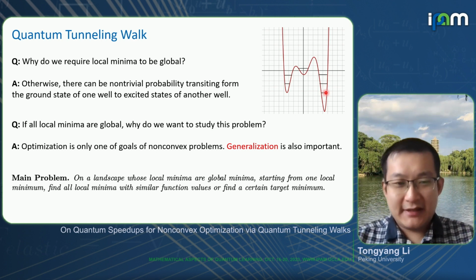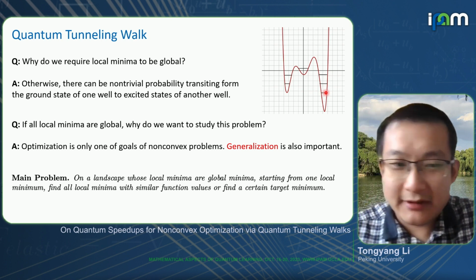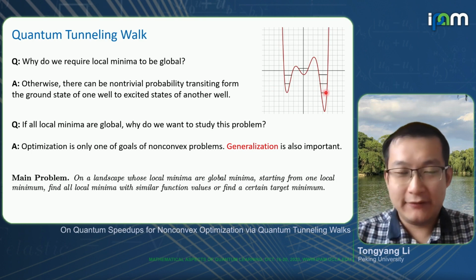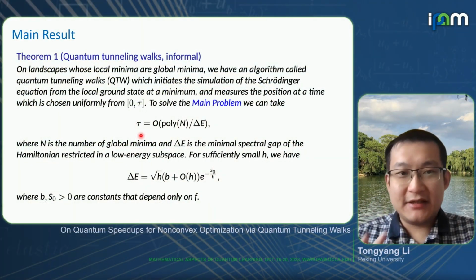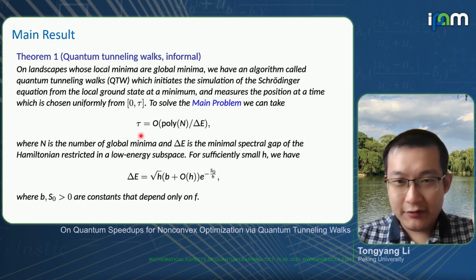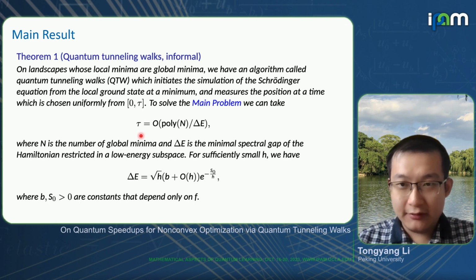I think mainly because the main problem that I'm going to introduce here is this: we have one of the local minima, and I want to find all the other local minima with similar function values. This is the main result, and it contains a time here. Assume that initially you are at this local minimum here. To solve this kind of problem, we find all of the local minima.